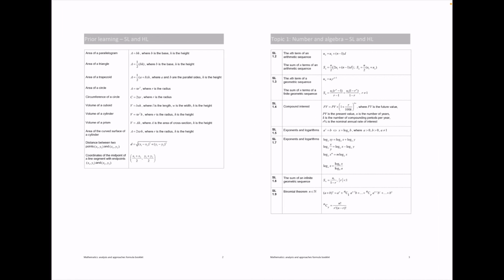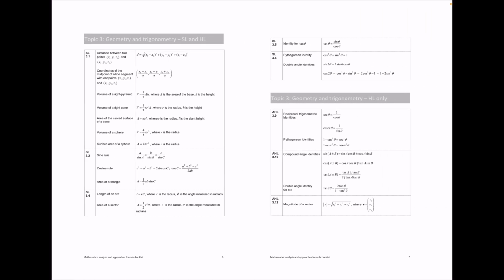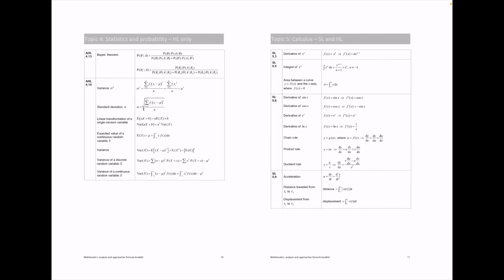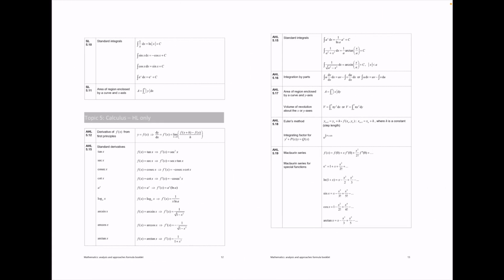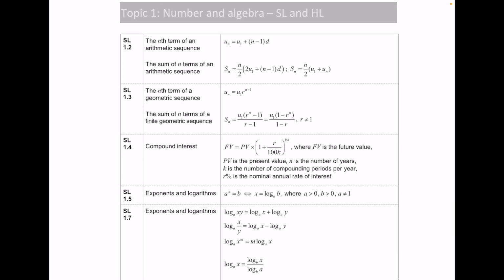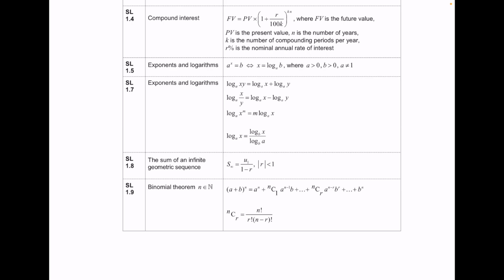What you're seeing right now is the IB Maths AA formula booklet, and you'll be given this for all of your exam papers. I promise that if you take the time to follow along with the series, all the formulas here will start making much more sense. The formulas I will be covering today are on the screen right now. So without further ado, let's get started.